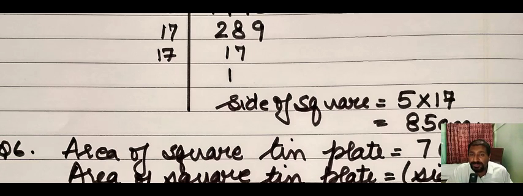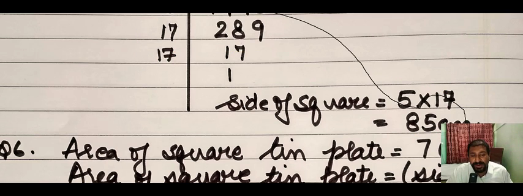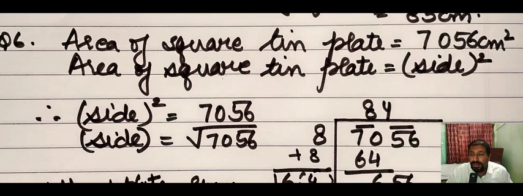You can see from here, the 5 we are getting 2 times, and similarly 17 we are getting 2 times. So out of that, one number from the pair of 5 is selected, and similarly one from the pair of 17 is selected, which gives us the result equal to 85 centimeter. That means the side of the square will be 85 centimeter.